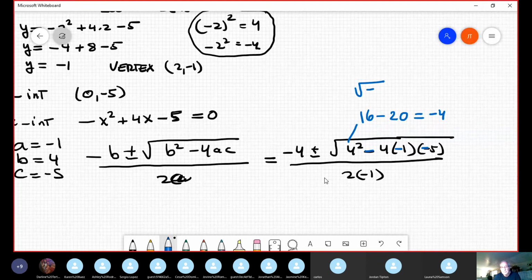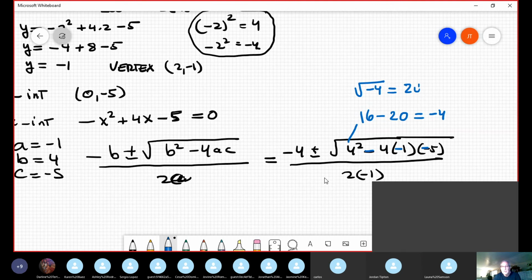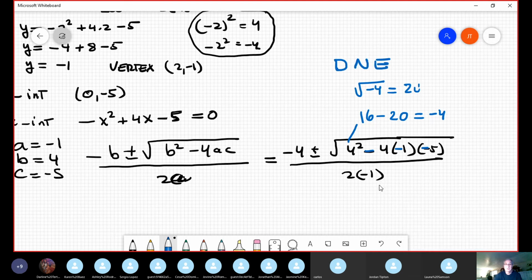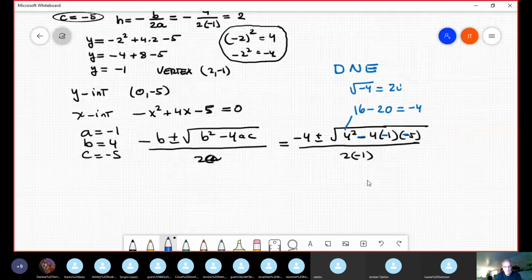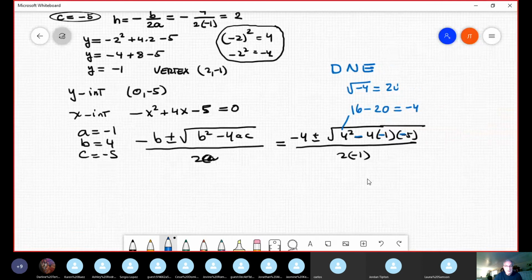Wow. What happens with the square root of negative 4? You pass test number 1: the square root of negative 4 is imaginary. Since it is imaginary, what does that mean in algebra? There is no x-intercept. Exactly. The intercepts I tried to discover do not exist. So this parabola never crosses the x-axis. Okay, so, axis of symmetry.